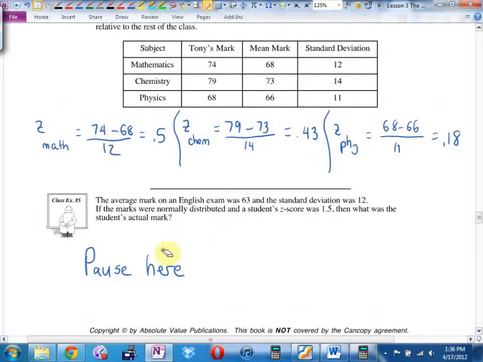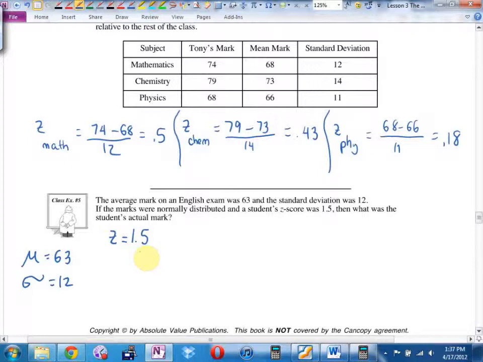So, example 5, Boston says this. The average mark on an English exam was 63. The standard deviation was 12. You know what? Let's write that down. The mean was 63. The standard deviation was 12. If the marks were normally distributed and a student's z-score was 1.5, what was the student's actual mark?